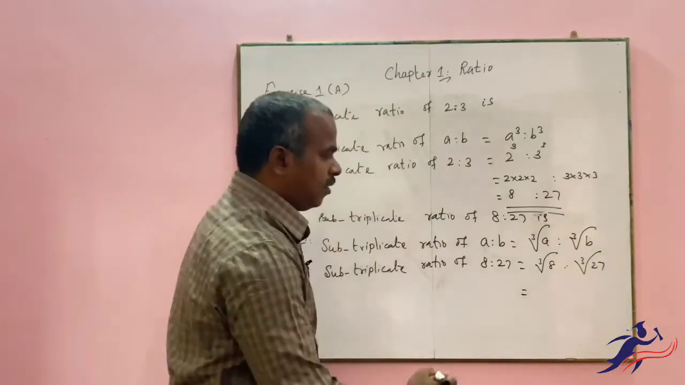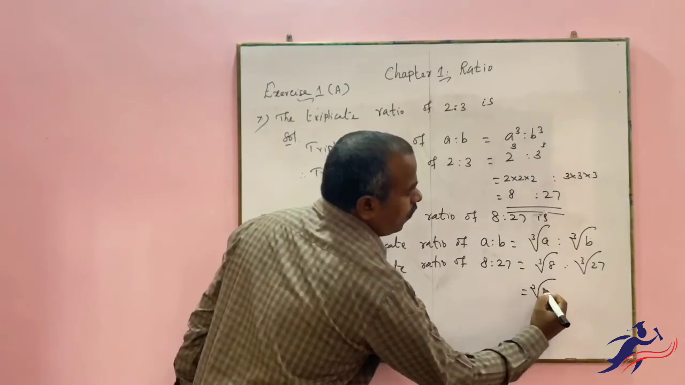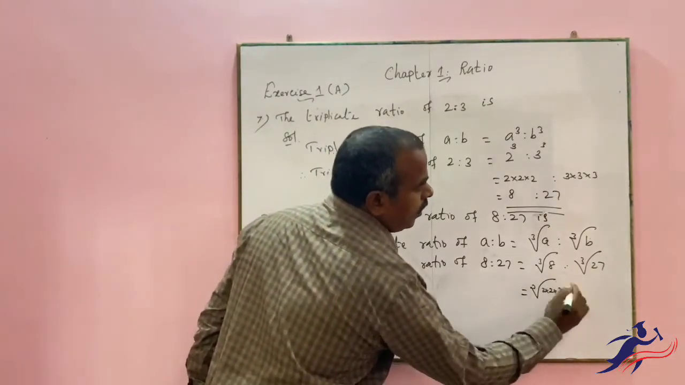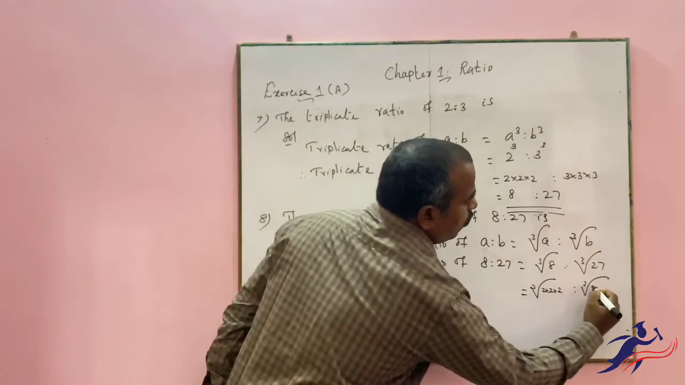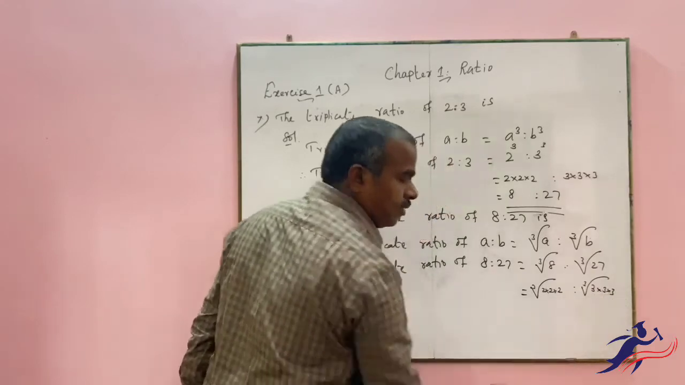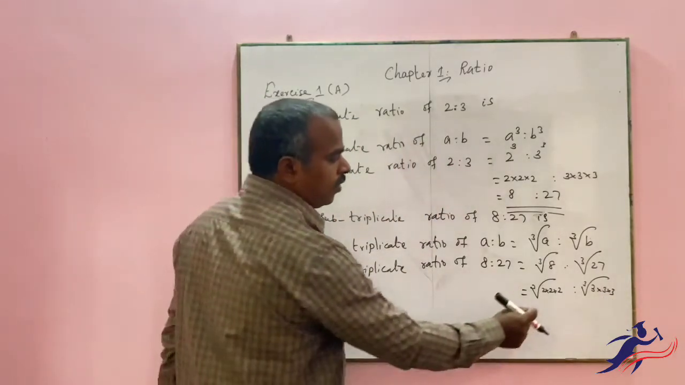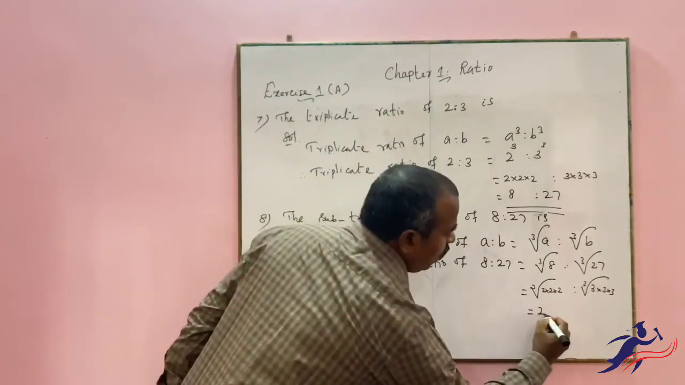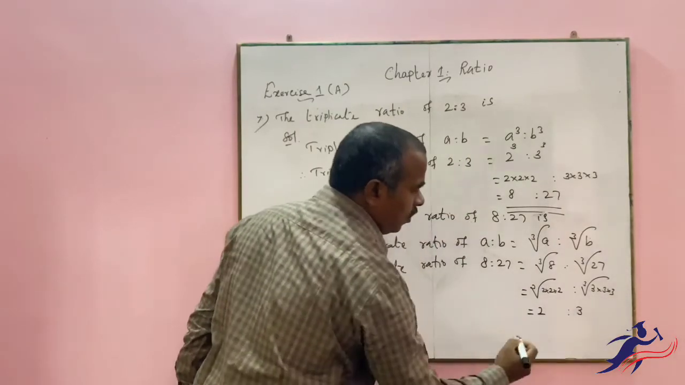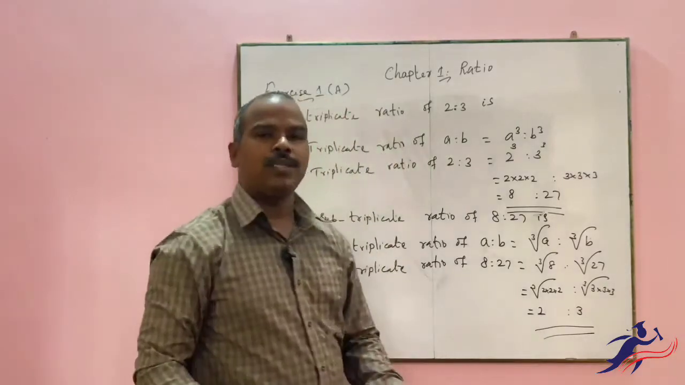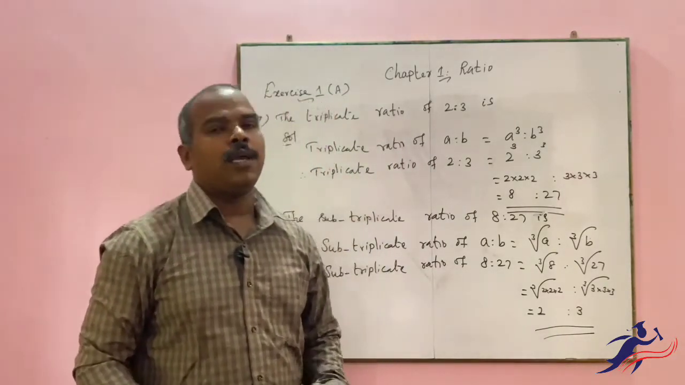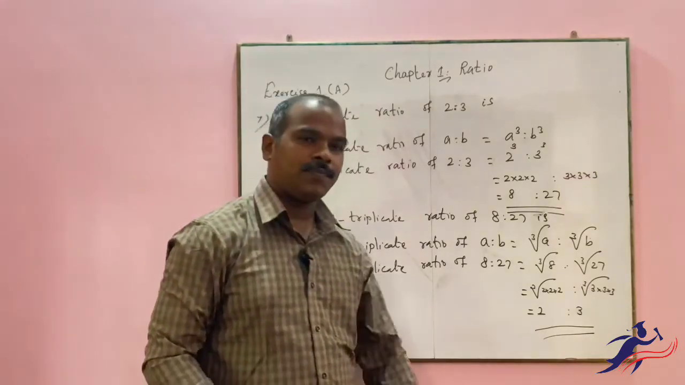that is cube root of 2 into 2 into 2, 2 2s are 4, 4 2s are 8, is to cube root of 3 into 3 into 3, 3 3s are 9, 9 3s are 27. For triples we take one value, that is 2 is to, for triples we take 1 3, that is, the answer is 2 is to 3. This cube root value also you can find out with the help of your calculator.